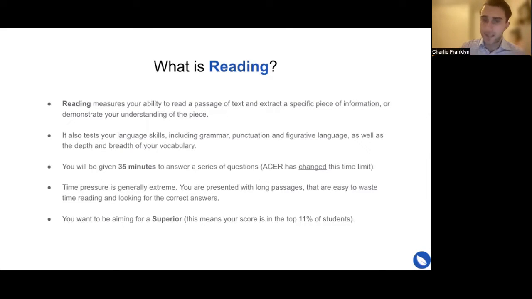And so we're going to be talking about the scan method. The other thing it does test is it also tests your language skills, including grammar, punctuation, and figurative language, as well as the depth and breadth of your vocabulary.